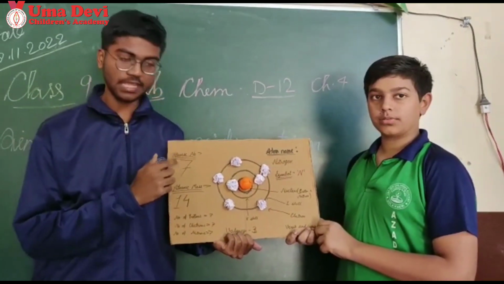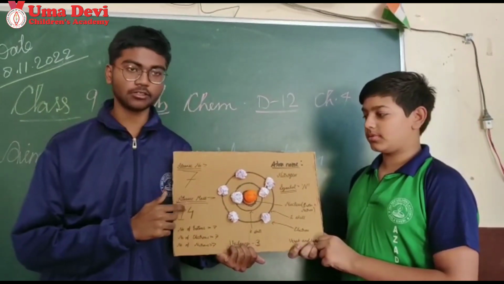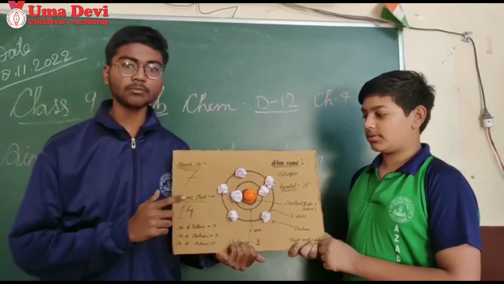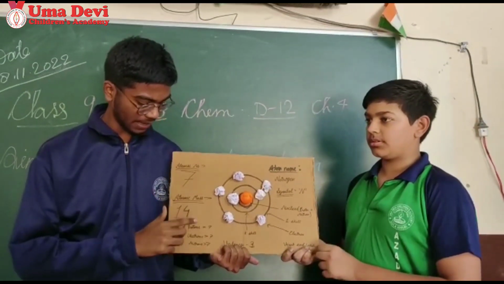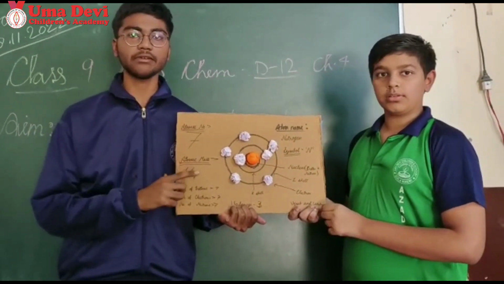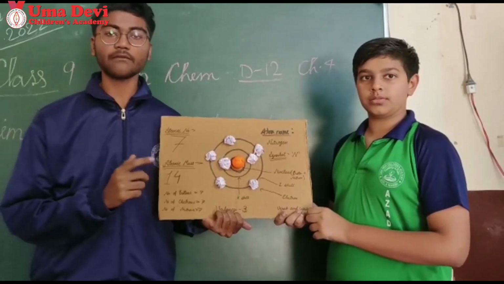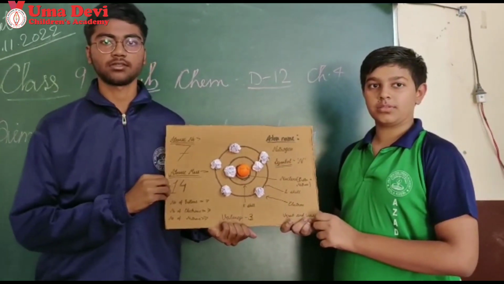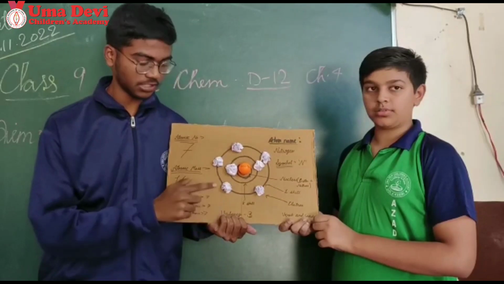Atomic number of nitrogen is 7. Atomic mass of nitrogen is 14. Number of protons present in nitrogen is 7. Number of electrons is 7, and the number of neutrons is also 7. And the valency of nitrogen is 3.